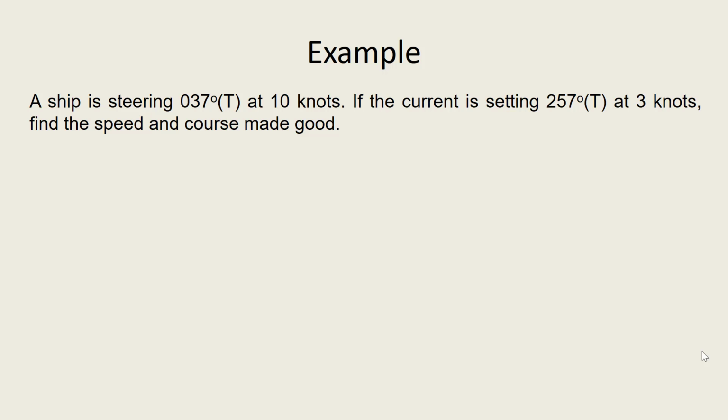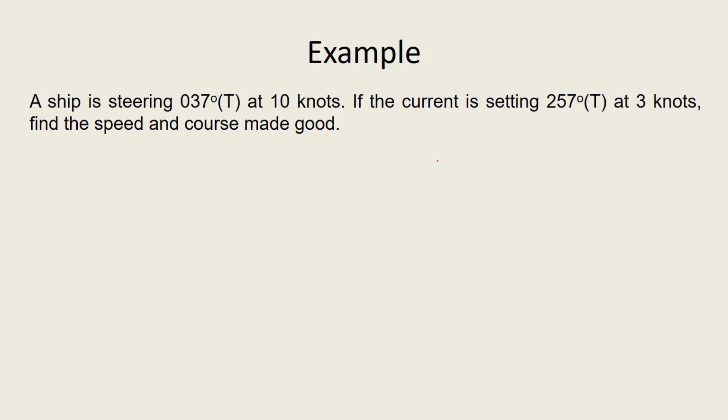In this question, a ship is steering 37 degrees at 10 knots. The question also tells you the water current is setting 257 degrees at 3 knots. We want to find the speed of the ship and the course made good. This is a question pertaining to how to find the resultant velocity vector.